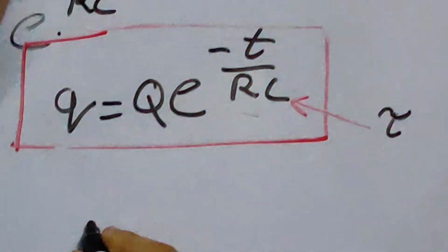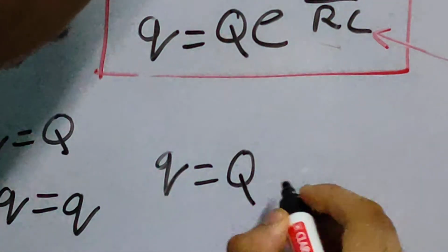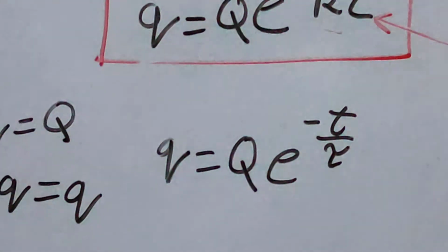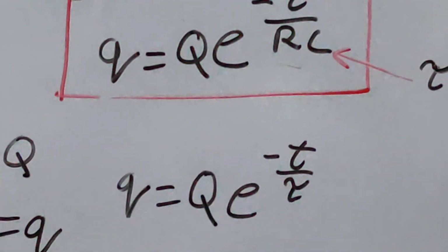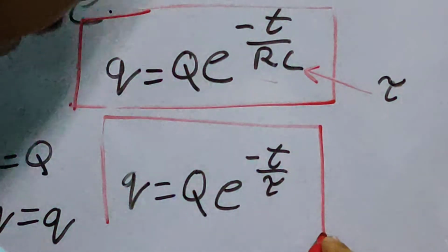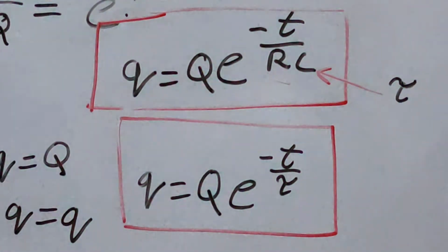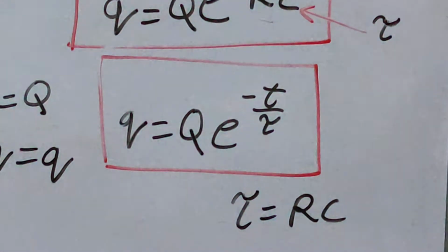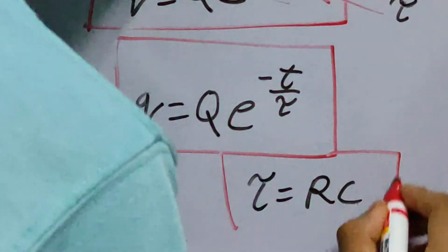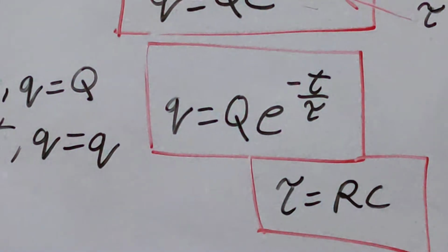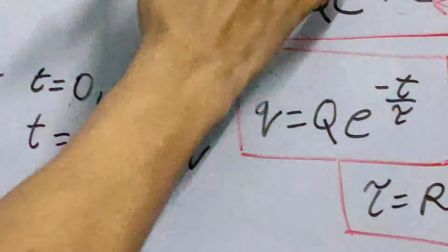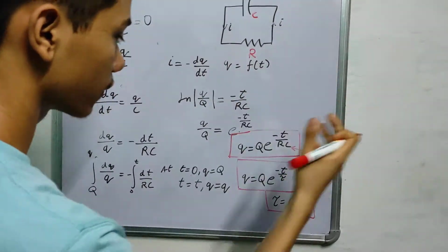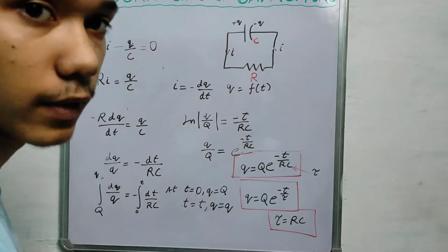Another way to write this is q equals initial charge Q times e to the power minus t by tau. Another important way to write, which gives, of course, tau as RC, immediately follows. So that's how mathematically charge varies as a function of time.